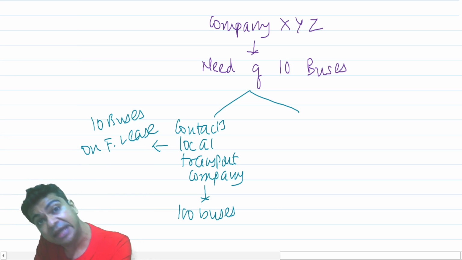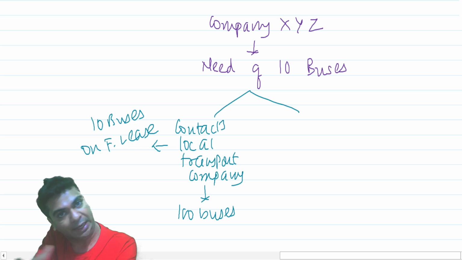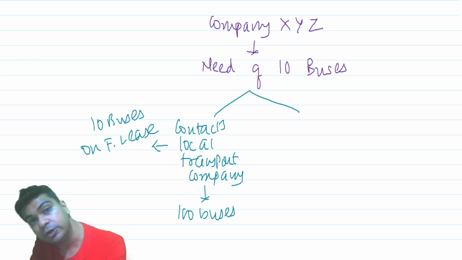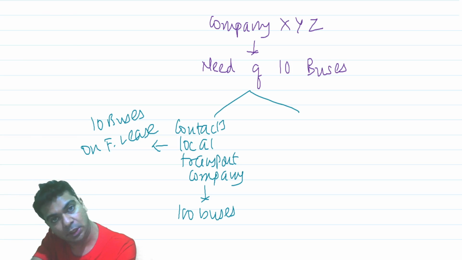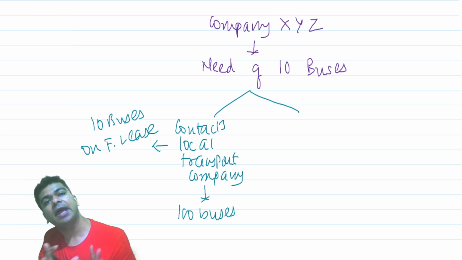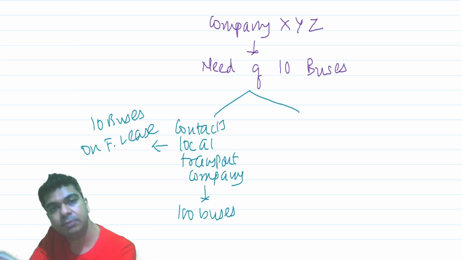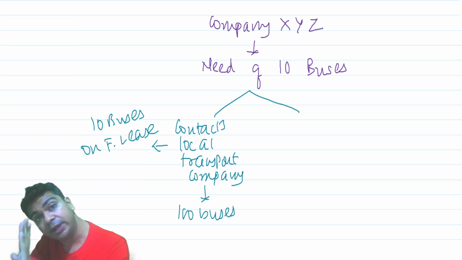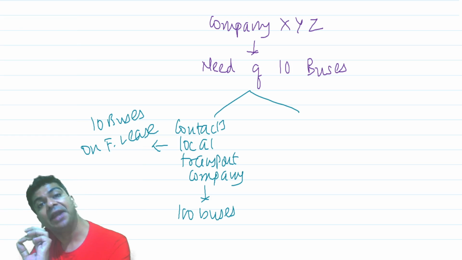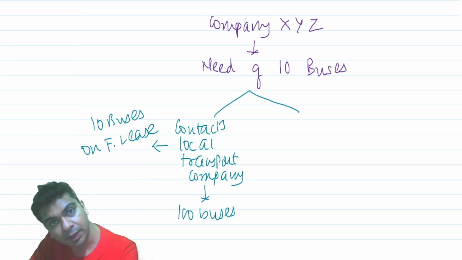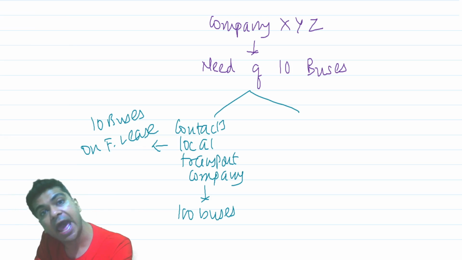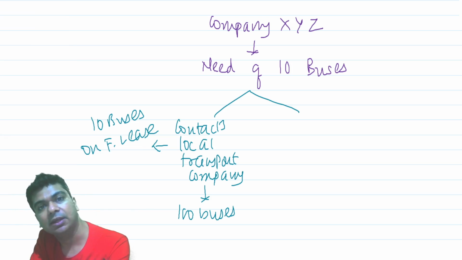Understand, when you are contacting the local transport company and requesting whether it is possible for them to spare 10 buses for us, that local transport company agrees that yes, it's possible. We will spare 10 buses to you and provide them on finance lease. This is the main point now: when this local company enters into a finance lease agreement, it is entering into a finance lease agreement for an item of PPE.